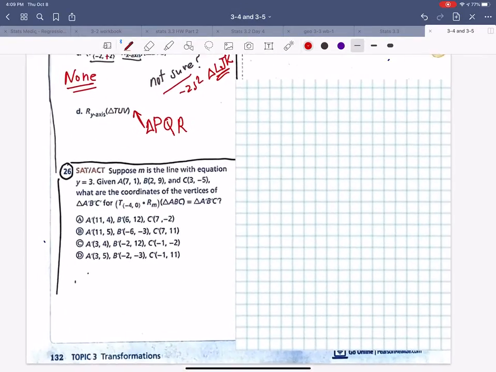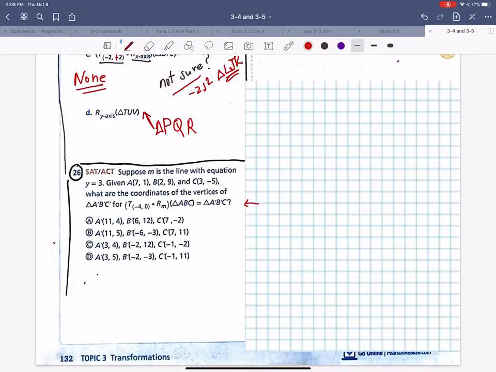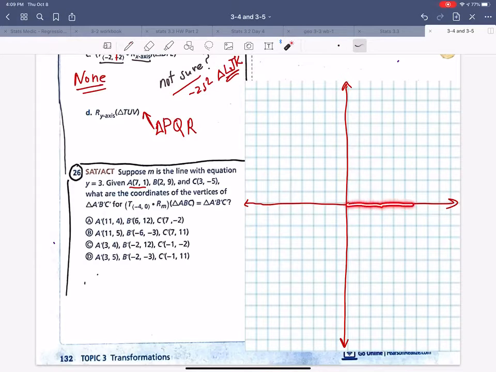One class I think I had time, another one I didn't. So I think I did this by graphing. You can do this in math. It's just, I think, more work. So A is 7, 1. B is 2, 9. C is 3, negative 5.